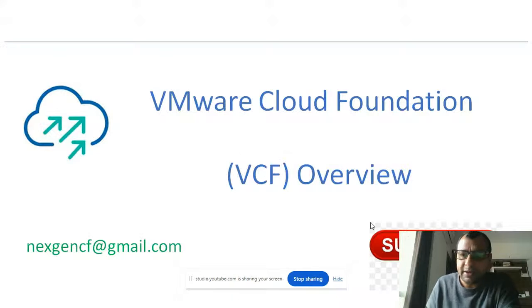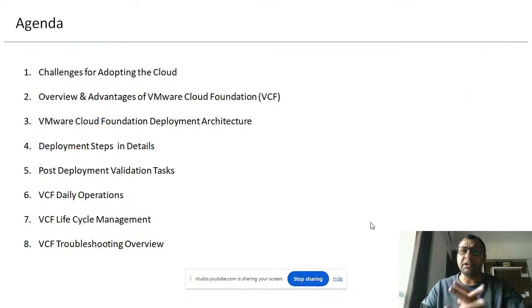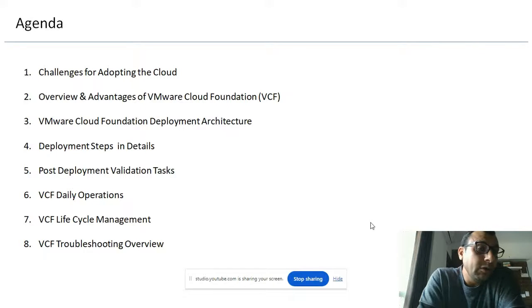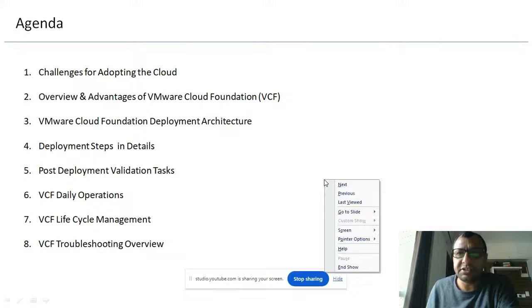So let's jump ahead and see what the agenda is for today's discussion, what all we are going to cover in the next 45 minutes to 1 hour. The primary thing we'll see is the key challenges for adopting the cloud. Then we'll see the overview and advantages of the VMware cloud stack, VMware Cloud Foundation, maybe on-prem, public cloud, edge, or remote locations. Then we'll see the VMware Cloud Foundation deployment architecture, the way we can deploy VMware Cloud Foundation, then deployment steps in detail.